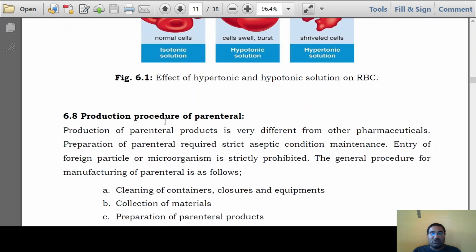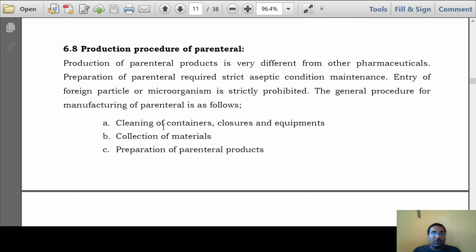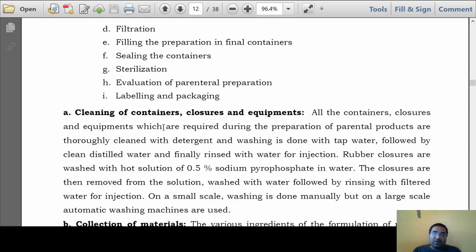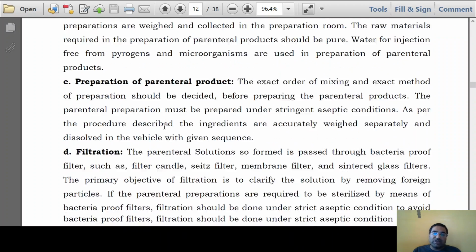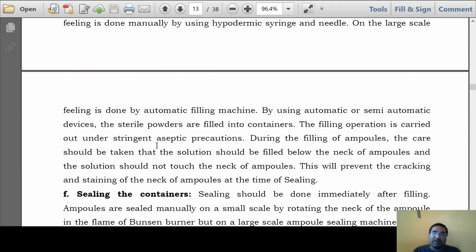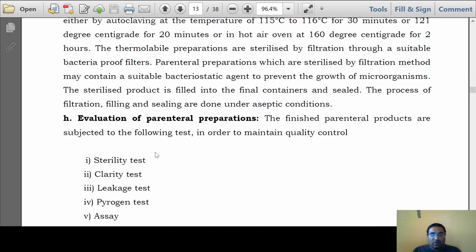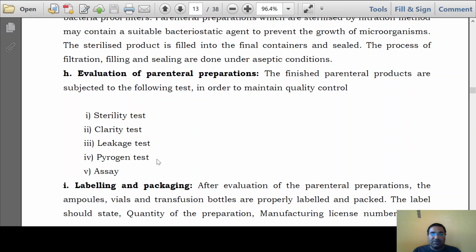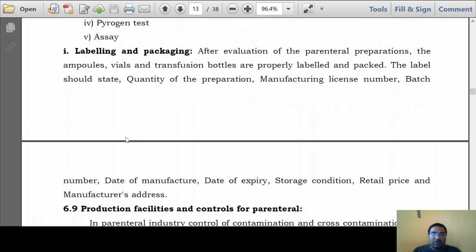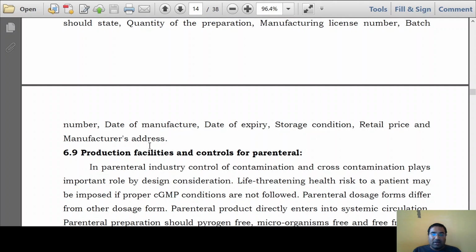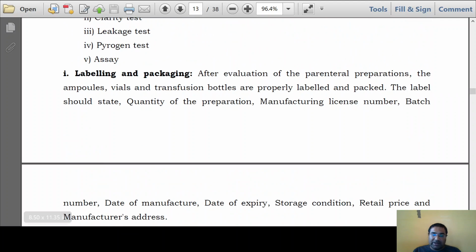Then next is the production procedure for parenterals. What are the different steps which are carried out for the production of parenteral preparations? So there are a number of steps. Then after that we have to see evaluation of parenteral preparations. Then labeling and packaging. Then different production facilities and control for parenterals. We will see that in next lecture.